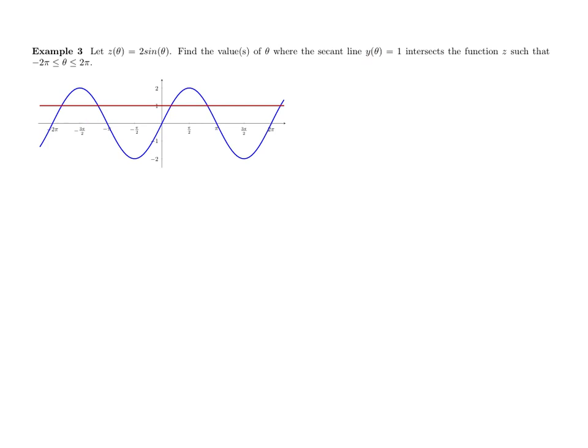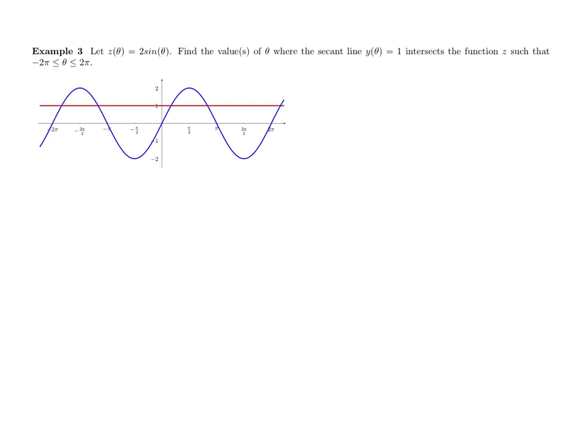Here I have y of theta is equal to 1, which is this horizontal line, and I want to figure out all of the intersection points, and specifically when we're between negative 2 pi and positive 2 pi. If you sketch a graph, you can actually see there's 1, 2, 3, 4 places where this is true. This one won't be our answer because it looks like it is beyond 2 pi, so there should be 4 answers that we're looking for. How do we go about finding them?